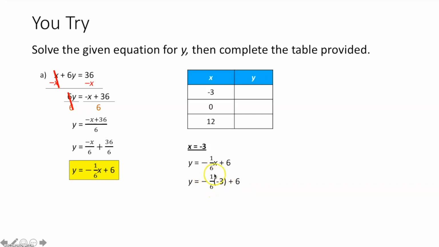So what is negative 1 times negative 3? That's positive 3. What's 6 times the 1 in the denominator right here? That'd be 6. So we get 3 over 6, which is 1/2. Now I can simplify this. If you wanted to, you can create an improper fraction, but you don't have to.